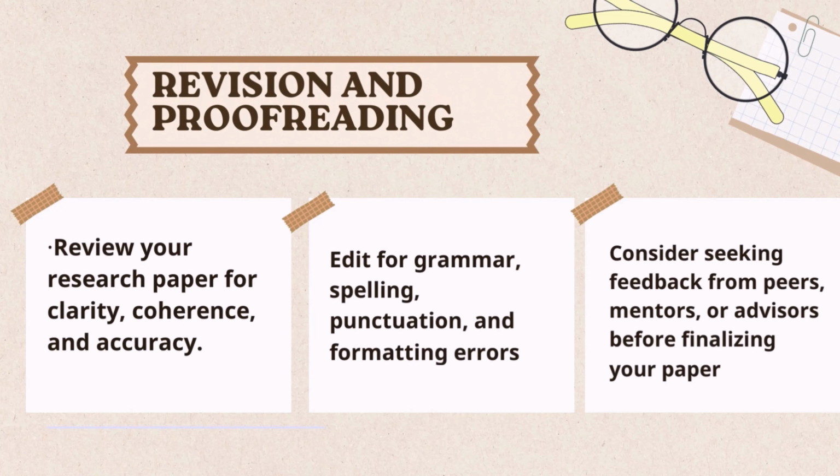Step 12. Revision and proofreading. Review your research paper for clarity, coherence, and accuracy. Edit for grammar, spelling, punctuation, and formatting errors. Consider seeking feedback from peers, mentors, or advisors before finalizing your paper.